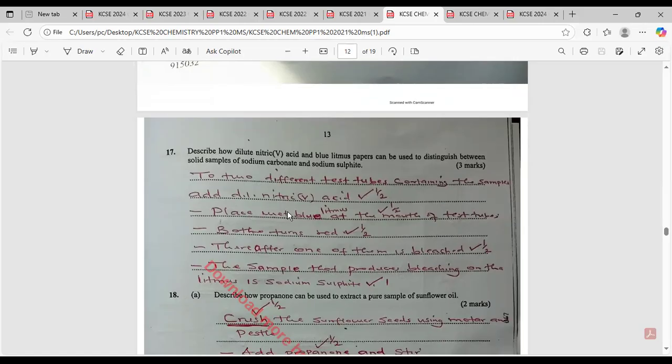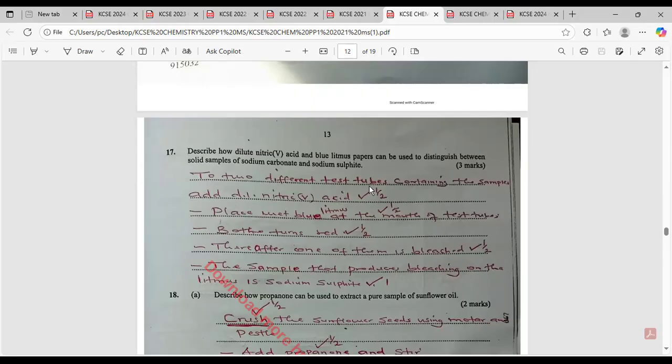You place a wet blue litmus paper at the mouth of the gas jar. What is going to happen is that the two gases produce acidic solutions. But one unique thing about sulfur oxide produced is that it is a bleaching agent. So you place wet blue litmus paper at the mouth of the gas jar. Then both turn to red. Thereafter, one of them changes to white. The sample that produces the gas that changes to white is the sulfite.